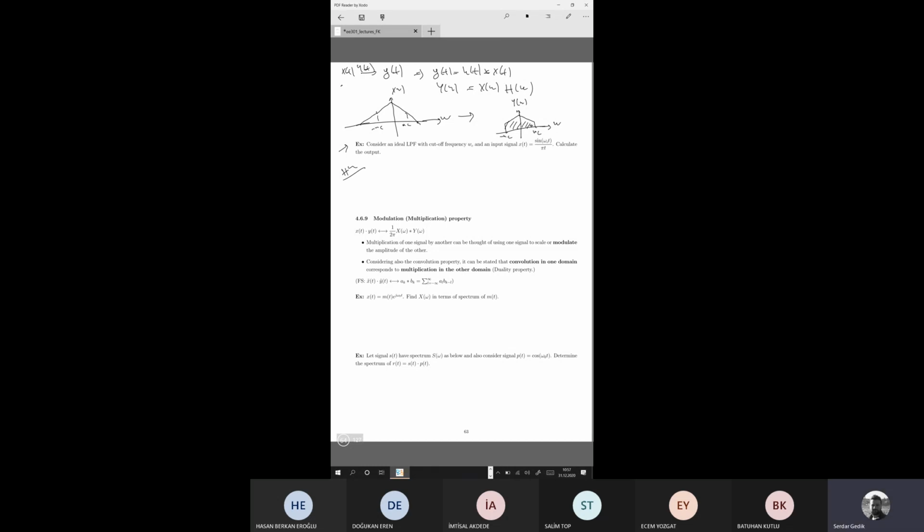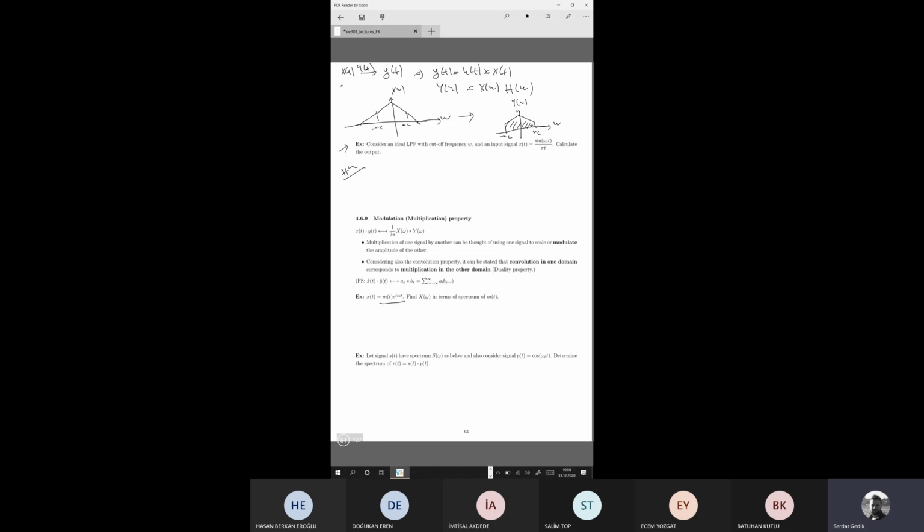So the last property is the modulation property. If you multiply two signals in time, they are convolved in frequency. You can prove this by using the duality property. I will not go through the proof, but it is just simple.